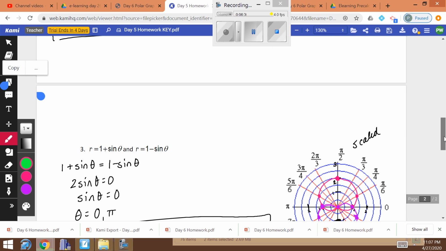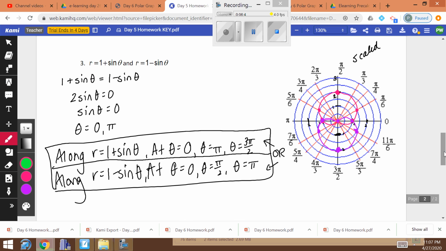Okay, looking at number 3. This one, you'll notice that I scaled the axes here a little bit. So this right here, it's scaled. That is where r is 3 on the outside, just to make it a little bit easier to see here. So, looking at the graphs of them here. Again, I didn't show all my work. For your quiz tomorrow, you're going to need to show your work, but I'll talk through our work here.